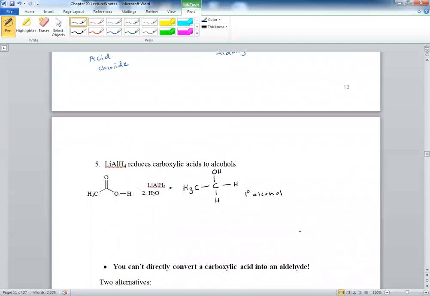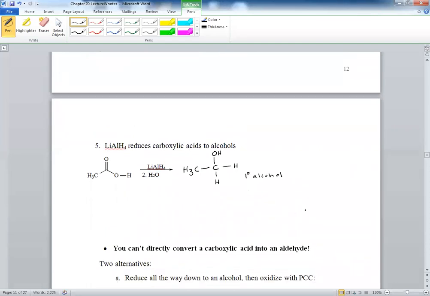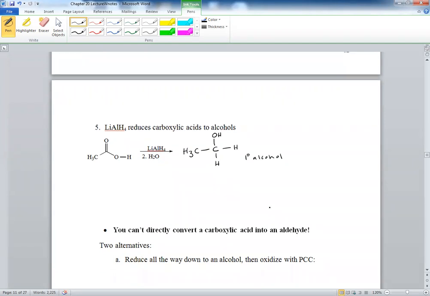Now there is a mechanism for this that's a bit long. We may go over it in class, but I'm not asking you to know it for the exam. But it's a bit involved. It involves an interaction between the lithium aluminum hydride and this hydrogen here, and then of course it becomes a good leaving group, so on and so forth.